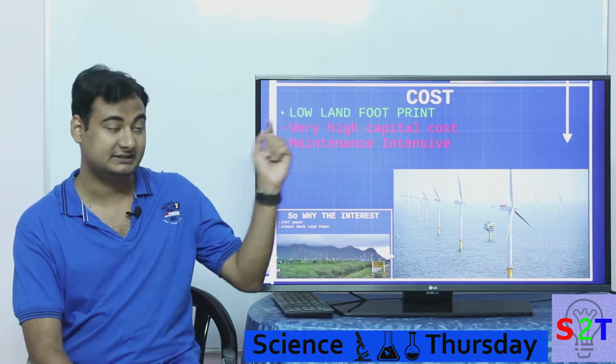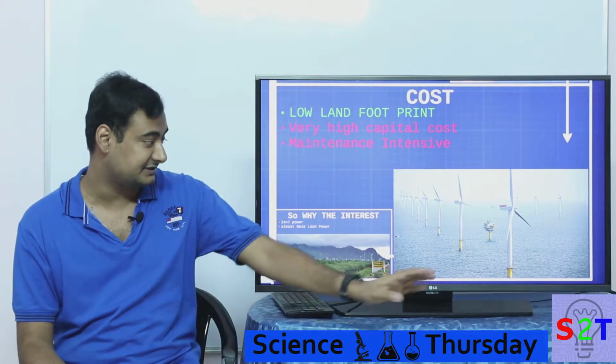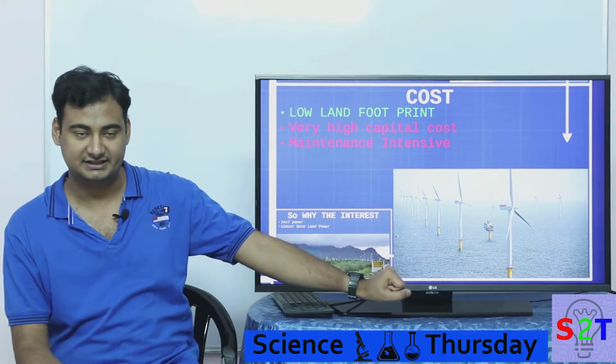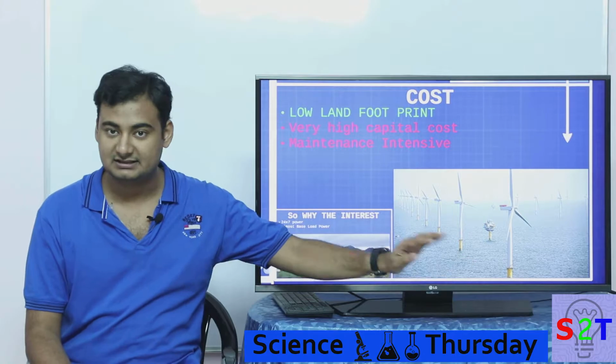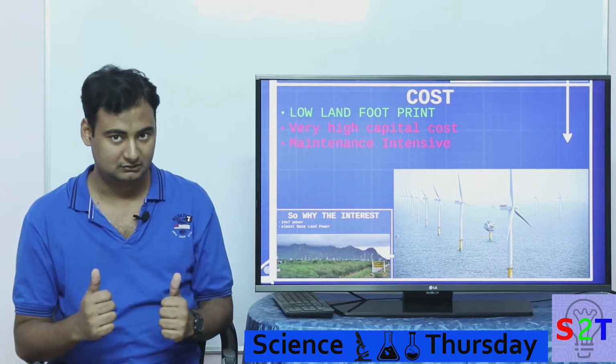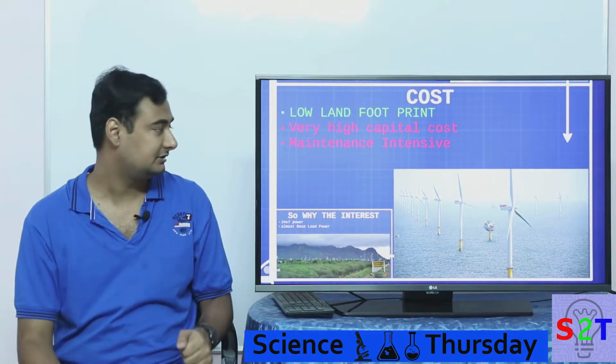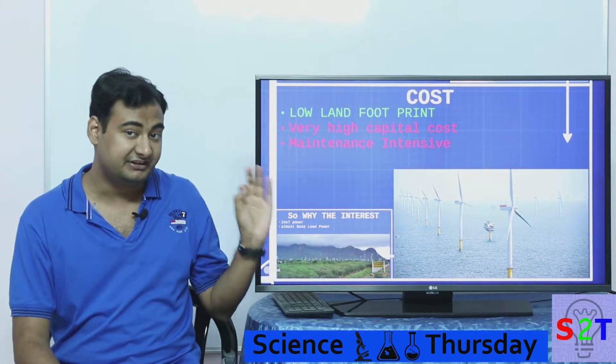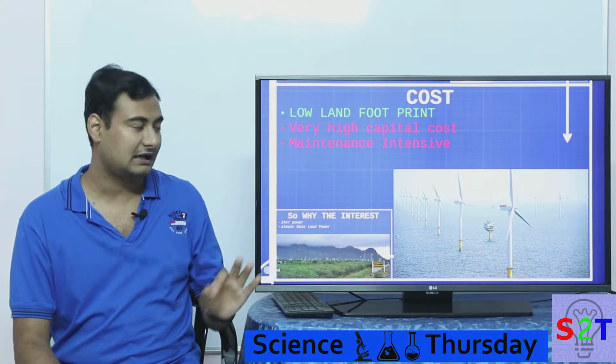That's the crucial part. It has a very low land footprint, as you can see. In this context it is very easy to understand. This land is completely usable for agriculture and all other things. So very low footprint, as in double profit. Okay, awesome. But it has a very high initial capital cost.